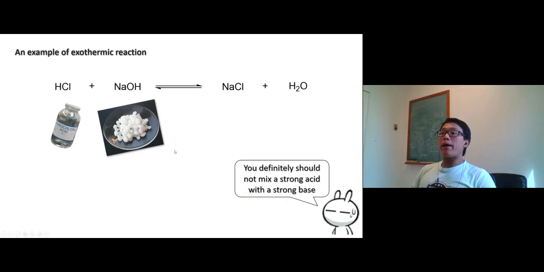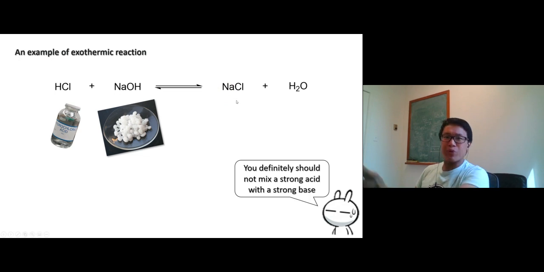Now, an example of an exothermic reaction. Many reactions are exothermic, which means they release heat. We start out with highly reactive or unstable reactants. We have hydrochloric acid, which is a strong acid. I'm sure you've heard about it. Sodium hydroxide is a strong base. Anything strong is unstable. They store a lot of energy, high potential energy, and form a more stable compound like sodium chloride. Sodium chloride is super stable.